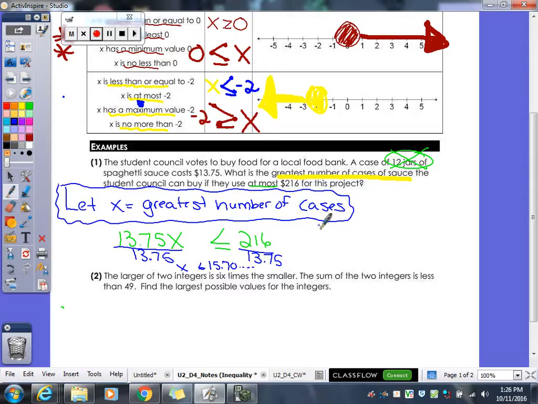So who can buy? The student council can buy at most 15 cases. Can it buy 14 if it wants? Sure. Can it buy 13? But I want to know the greatest number I can buy. It can buy 15. Now, some kids, you could write it different. You could say the student council can buy 15 cases or less. That's another good sentence. Okay? It cannot buy 15.7 cases. It cannot buy 16 cases.